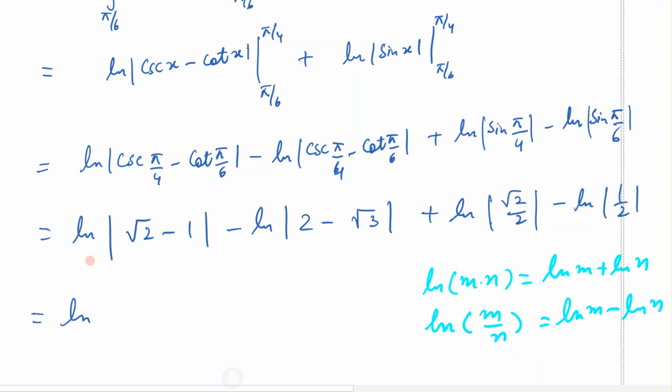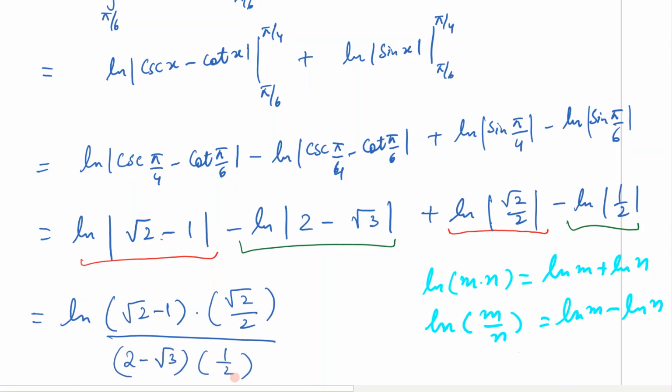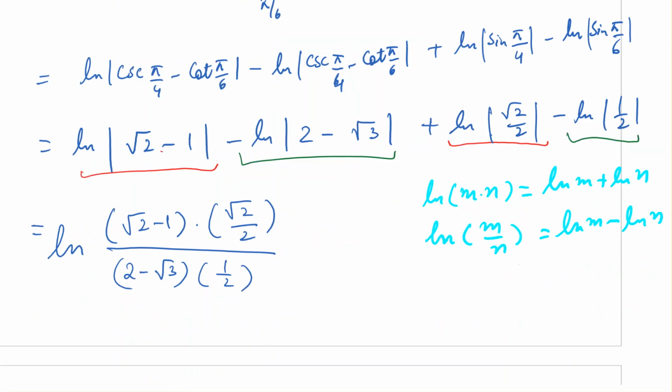Thus, since these two are positive terms, we're going to multiply the arguments of ln here. So it's going to be square root of 2 minus 1 times square root of 2 divided by 2. And all the terms with the negative signs can go in the denominator. So it would be 2 minus square root of 3 times half. And we notice that the 2 and 2 get cancelled and we can combine the other terms.